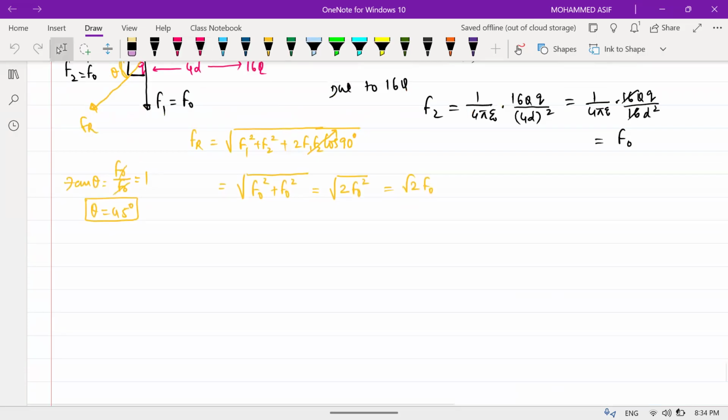Start. Concept of neutral point, or null point.